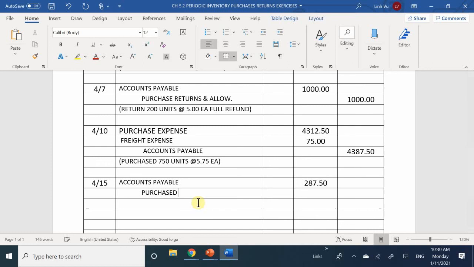So again, my account purchase returns for the 287.50. Okay, good. And then returned 50 units at $5.75 each for refund.